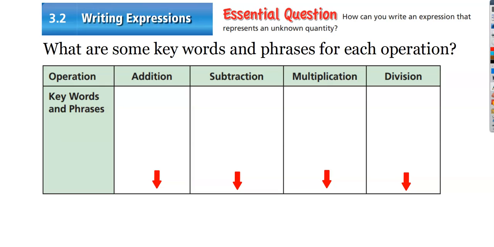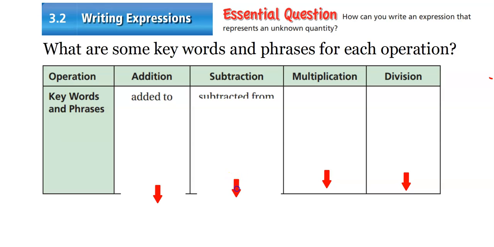And I want you to pause the video and think about the types of words that you see that mean those different operations. So I'm going to pull down the first one, for instance. If you see the phrase added to, that means you're going to be adding. If you see the words subtracted from, that means subtraction. So I want you to pause and think about how many words you can think of that mean all these different operations. And then I'm going to pull this down.